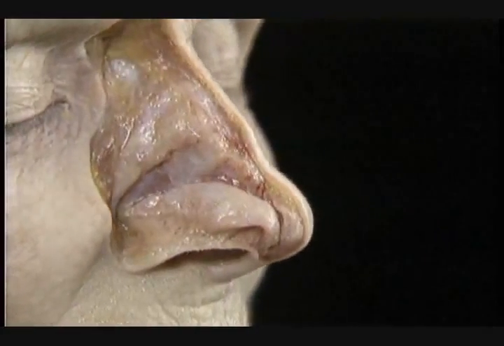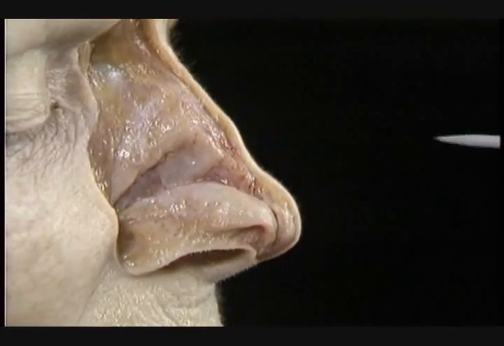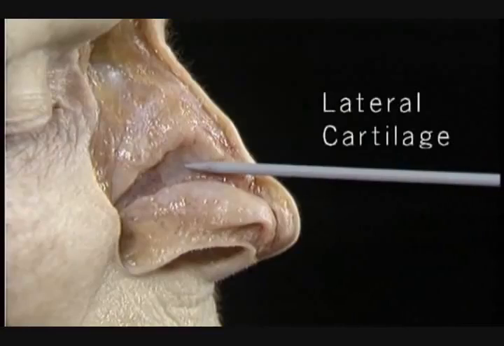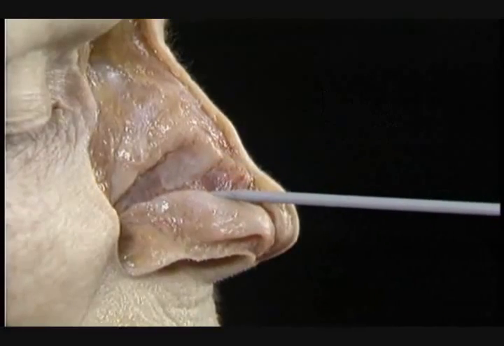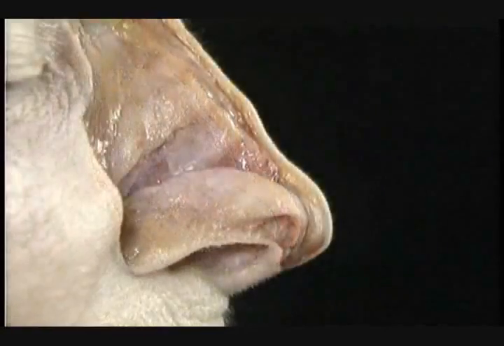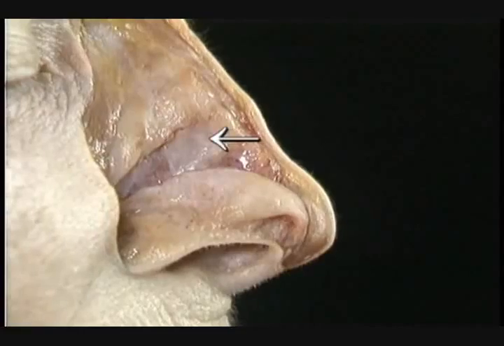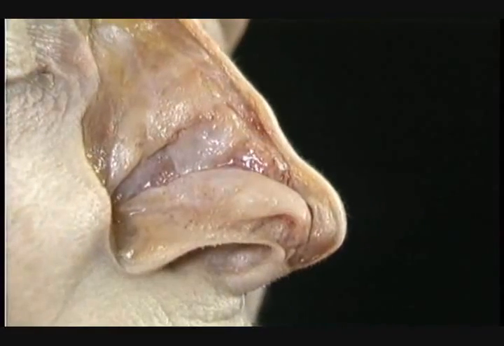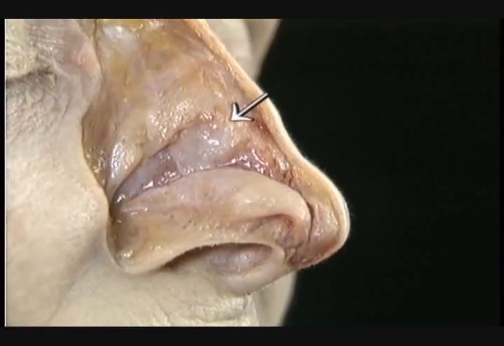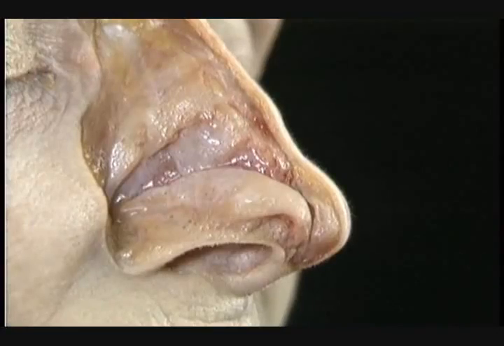On each side, the framework of the nose is formed by two slender pieces of cartilage, the lateral cartilage and the alar cartilage. The lateral cartilage is thin and flat. In front, it's continuous with the septal cartilage.